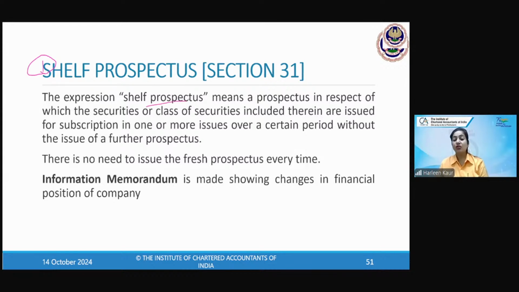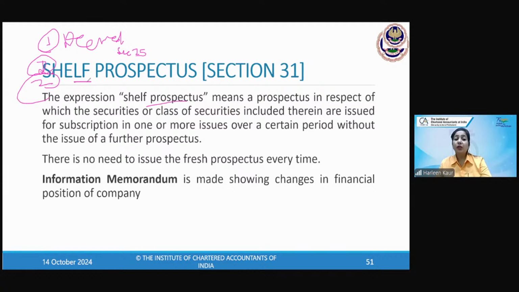So what is the shelf prospectus? In fact, it is the second type of prospectus. First, we have already covered in the previous class and we have also revised it. That is deemed prospectus, section 25. Now we are going to do what is shelf prospectus.